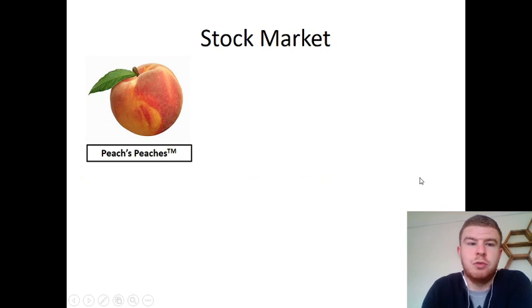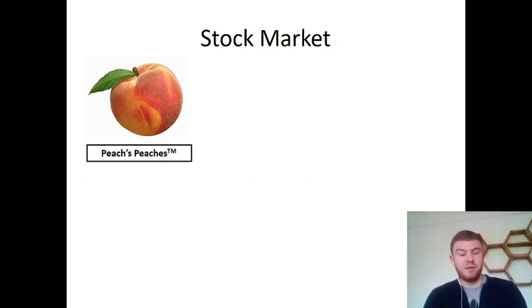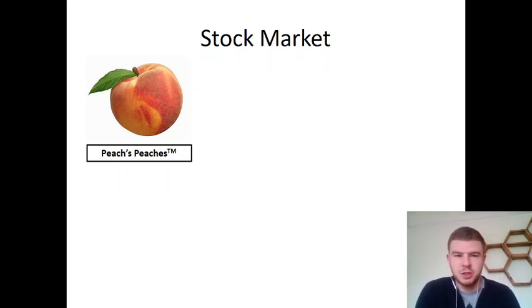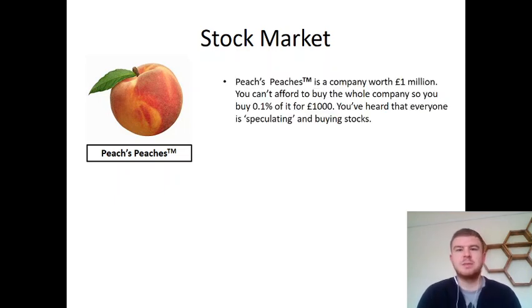So everything seemed rosy. Now, if you've had me for year 8, or if we've talked about things like the Wall Street crash when we looked at the effect it had on Germany, then you might have heard me talk about Peaches. Okay, so imagine this company called Peaches, and imagine it's a company worth £1 million. Now you really love peaches. You want to get involved in Peaches. You can't afford, however, to buy the whole company. You haven't got £1 million in the bank, but you decide that you're going to buy a little tiny part of it, a little tiny share, 0.1% of it.